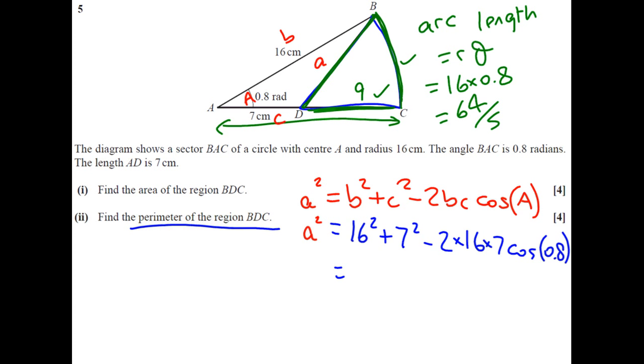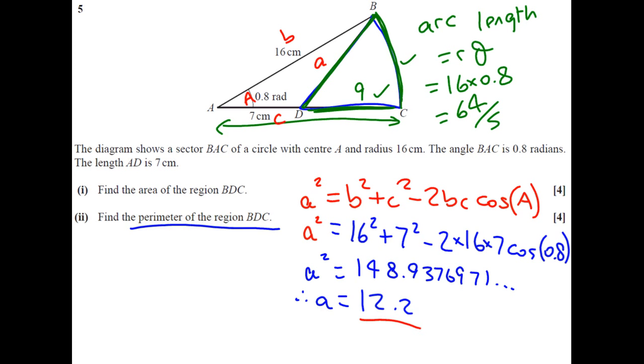And you get 148.93761, square root of that. You're going to get 12.2 to 1 decimal place. Okay, so it's going to be 12.2.